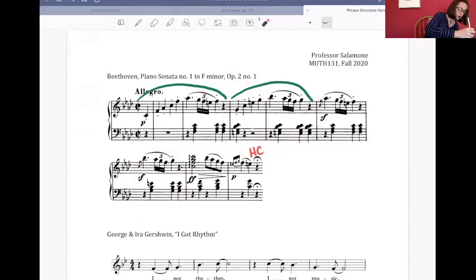And then when we get our new material is measure 7. So this is all entirely new material. And if you remember from when we worked on this in a video at some point, this is when we get our predominant too. So this is our final harmonic change. We get a new harmony in measure 7 that leads us into our half cadence that closes the phrase.